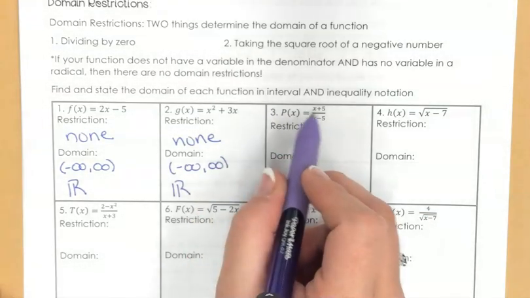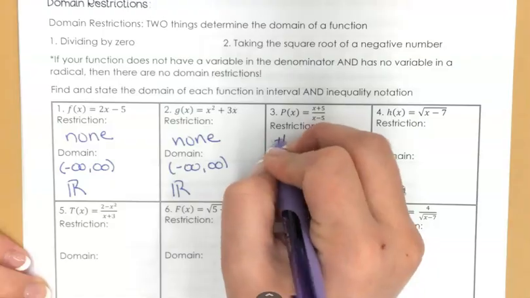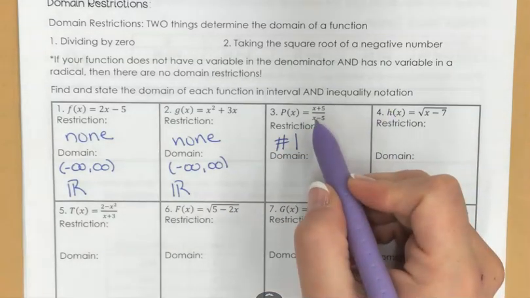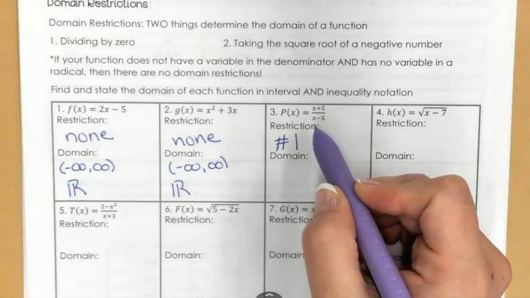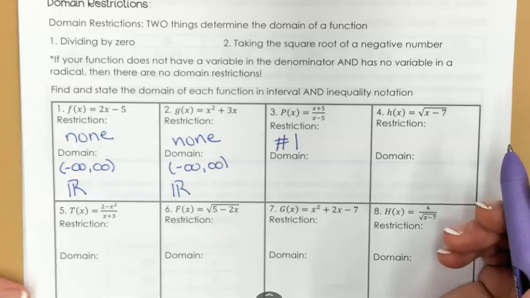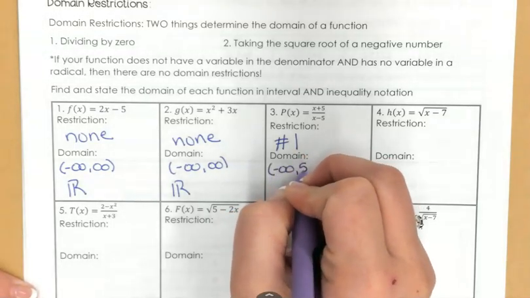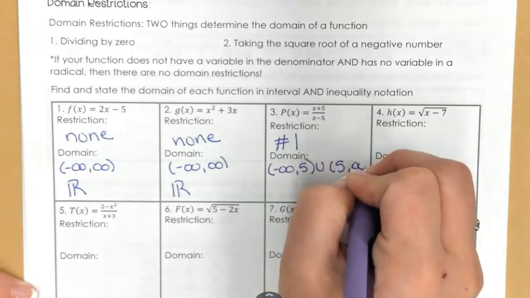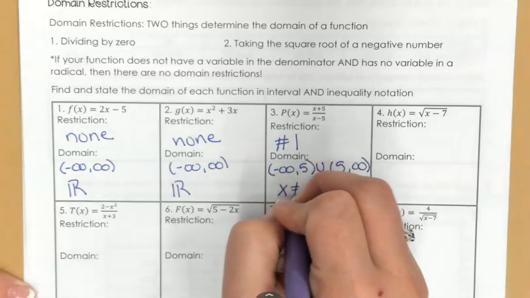Now, when I get to number 3, I've got x in a denominator, so I am worried about restriction type number 1, something that would cause me to divide by 0. So if x minus 5 were to become 0, that would mean x was 5. So I need to eliminate 5 from my domain. So in interval notation, we'll say from negative infinity to 5, union 5 to infinity. And in inequality notation, we could just say that x does not equal 5.